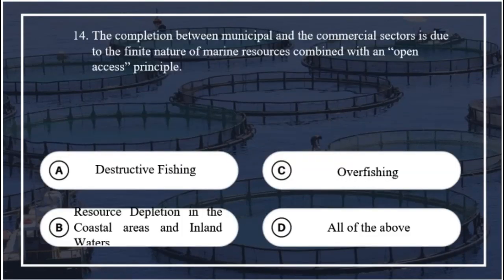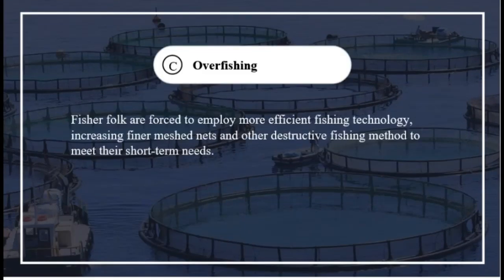14. The competition between municipal and the commercial sectors is due to the finite nature of marine resources combined with an open access principle. A. Destructive fishing. B. Resource depletion in the coastal areas and inland waters. C. Overfishing. D. Siltation/pollution. Answer. C. Fisher folk are forced to employ more efficient fishing technology, including finer meshed nets and other destructive fishing methods to meet their short-term needs.